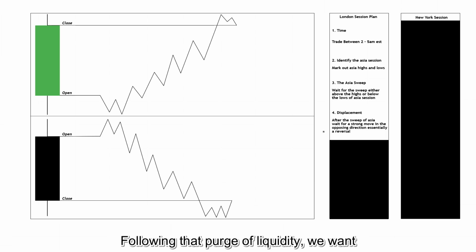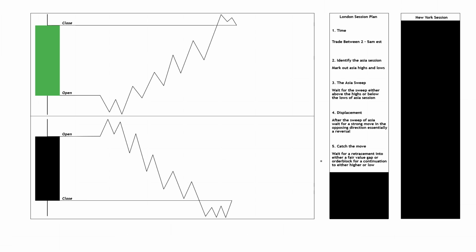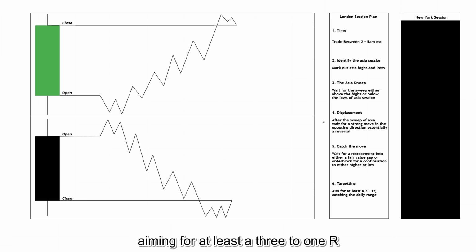Following that purge of liquidity, we want to anticipate a displacement inside the marketplace in the opposing direction. Then we want to anticipate a retracement into either a bullish or bearish fair value gap or order block for that continuation higher or lower, aiming for at least a 3 to 1 R, catching the daily range.